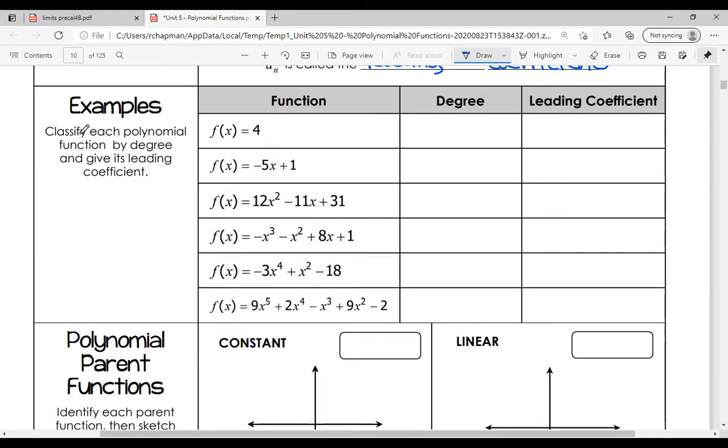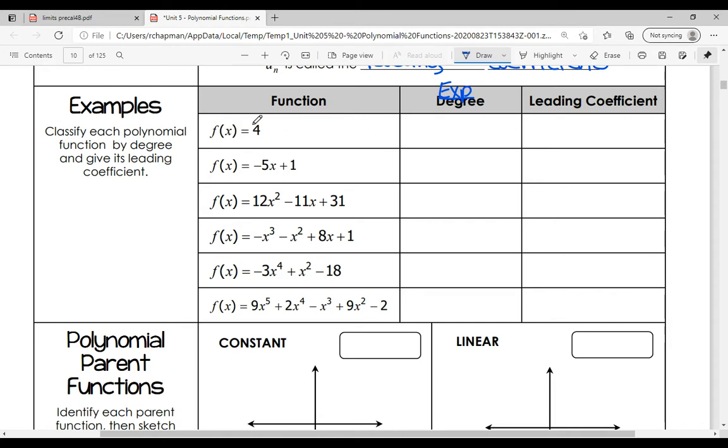All right, so we're going to classify each polynomial by its degree and its leading coefficient because this is kind of lead us into some other stuff. Now, the degree is the exponent. You have to have an exponent or you have to have a variable in order to have a degree.